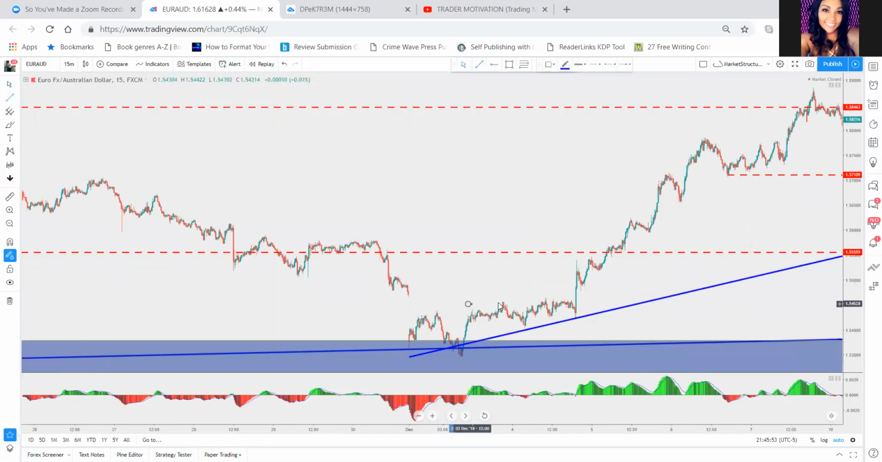Okay, so we had our impulse to the upside. It flagged. And you could have gotten in from the buy at the bottom here, or when it broke out and then held it up to the top. All right, any questions on that?